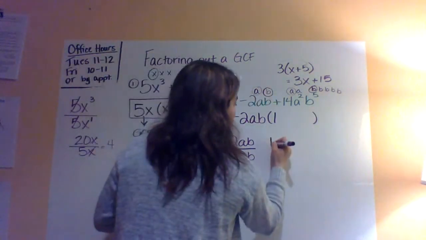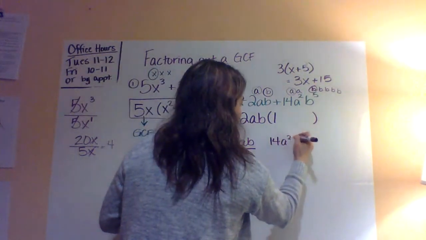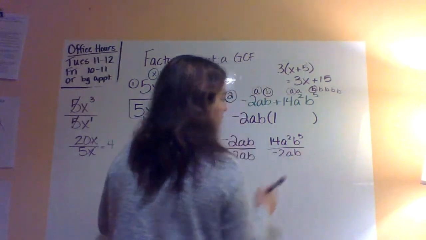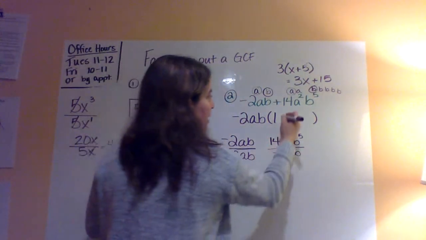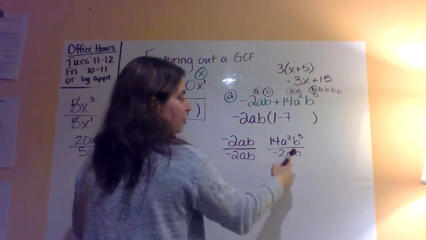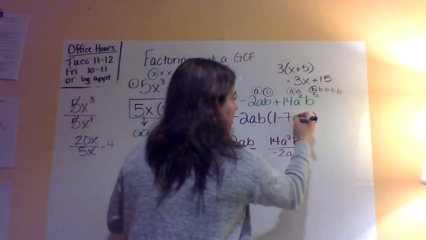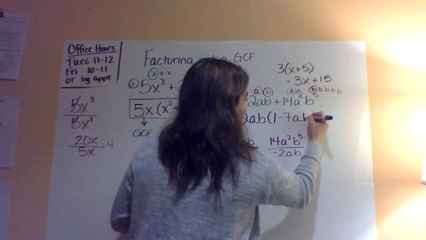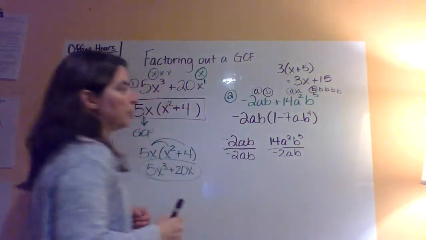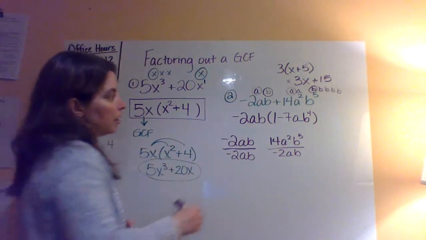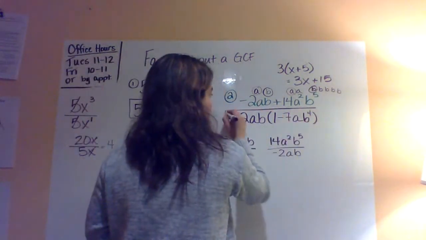And when I multiply it back, there would be nothing there to give me this term. Okay, now 14a squared b to the fifth over negative 2ab. 14 divided by negative 2 is negative 7. a squared divided by a is going to be a. b to the fifth divided by b, remember we subtract those exponents, it's going to be b to the fourth. So here we are in factored form.